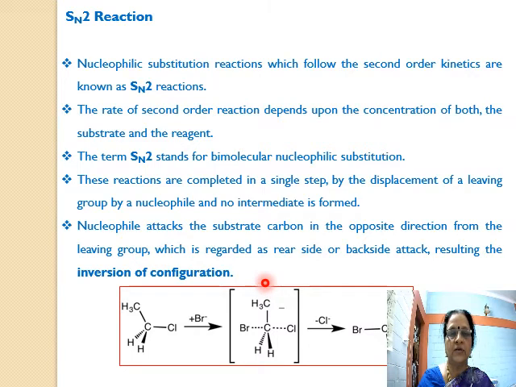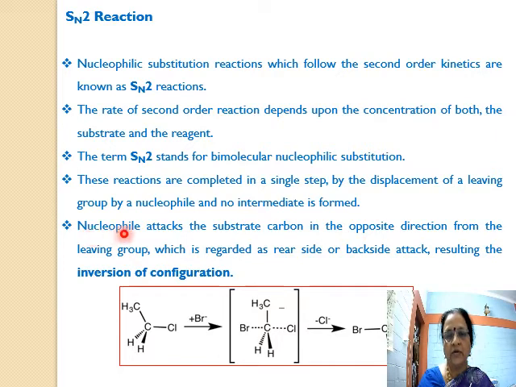Now what do you mean by SN2 mechanism? It is nucleophilic substitution and bimolecular. The rate of the reaction is second order and depends both on the substrate and the reagent. Now these reactions are completely in a single step. Okay, please note it is in single step, whereas your SN1 reaction it was in 2 steps. Okay. Now there is a leaving group and also nucleophile here too, because it is your nucleophilic substitution reaction, and no intermediate is formed, but you do have your transition state.